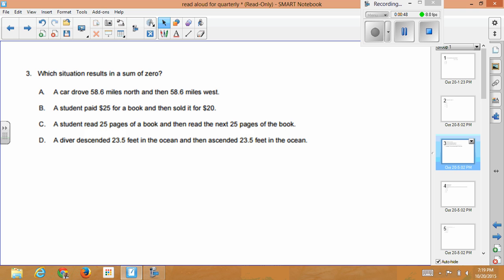Question 3. Which situation results in a sum of 0? A, a car drove 58.6 miles north, then 58.6 miles west. B, a student paid $25 for a book, then sold it for $20. C, a student read 25 pages of a book, then read the next 25 pages of the book. Or D, a diver descended 23.5 feet in the ocean, then ascended 23.5 feet in the ocean.